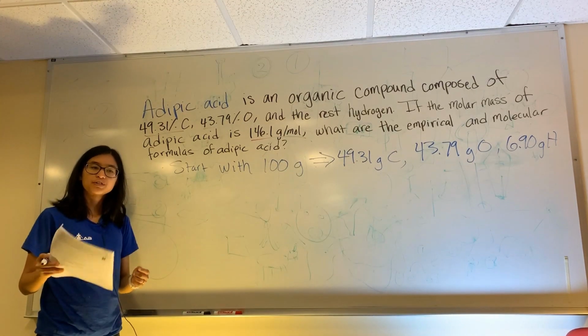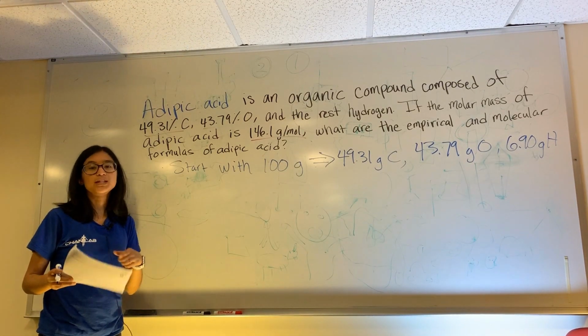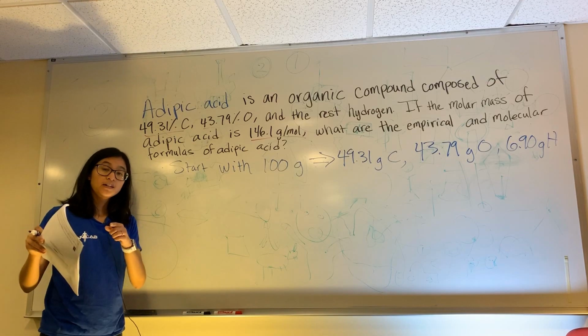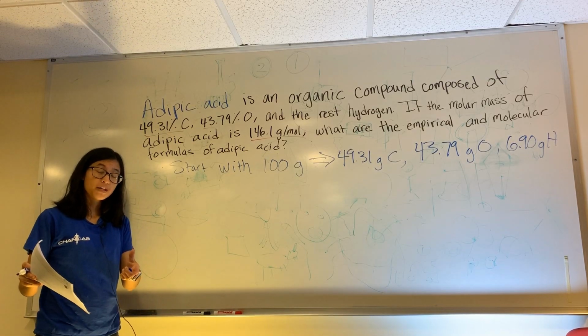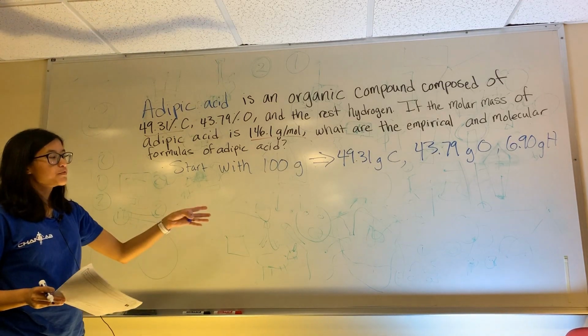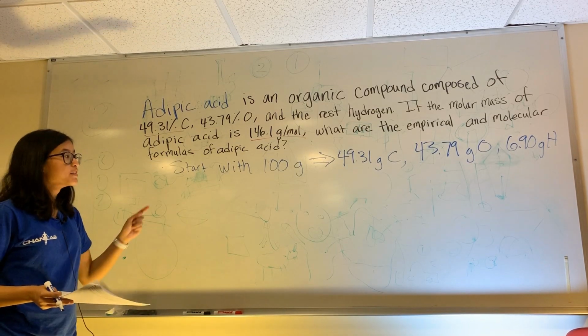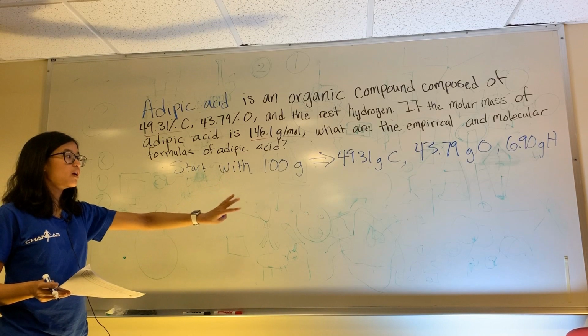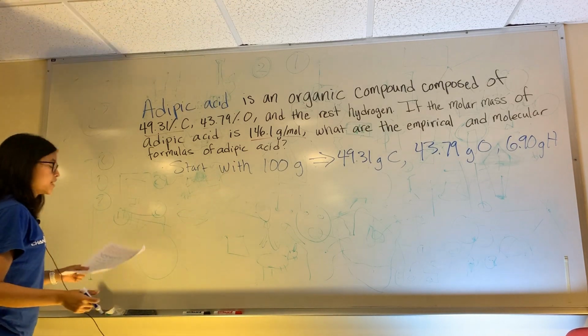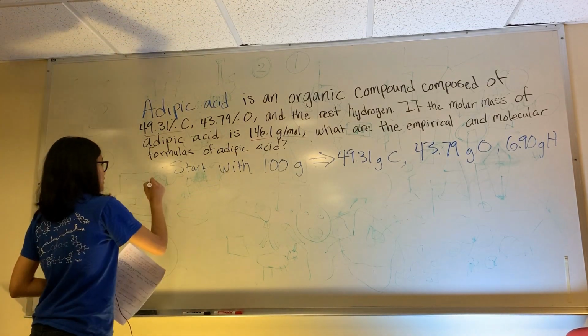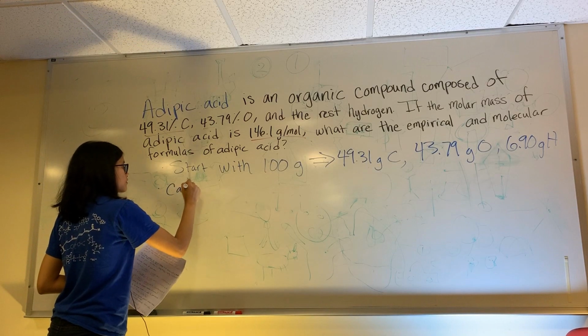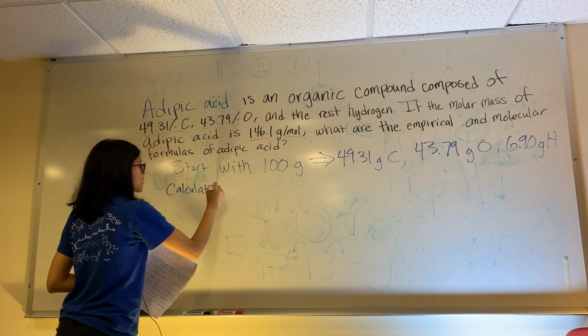Now that we've got these grams, remember that the formula for a compound tells you the mole relationship between each atom in the compound. The masses aren't going to tell us much, so we need to get to moles. Next step, convert all of these into mole ratios. Let's calculate moles of each atom.